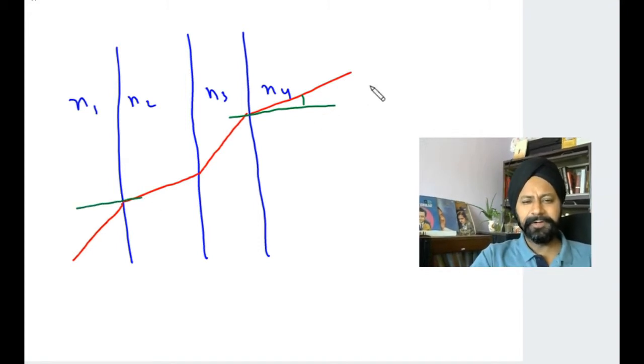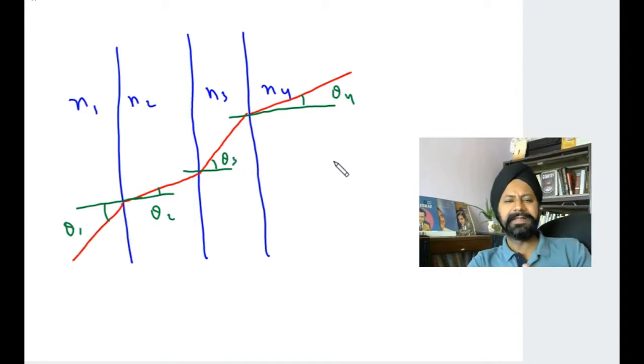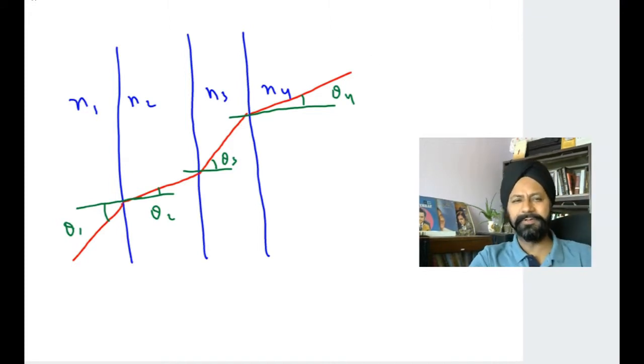Now, obviously, let's say this is theta 4, and this is theta 1, and let's say this was theta 2, right? All these angles, theta 2, and then here is theta 3. But then what is the law? The law says n times sine theta is constant. So you can say n1 times sine theta 1 is equal to n2 times sine theta 2, is equal to n3 sine theta 3 is equal to, so you can keep doing that.